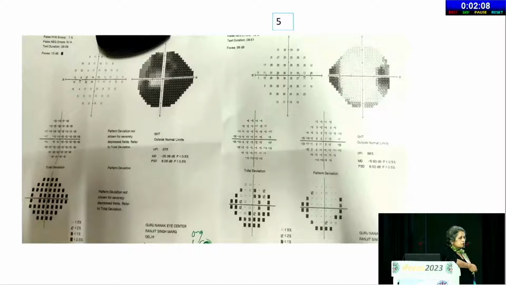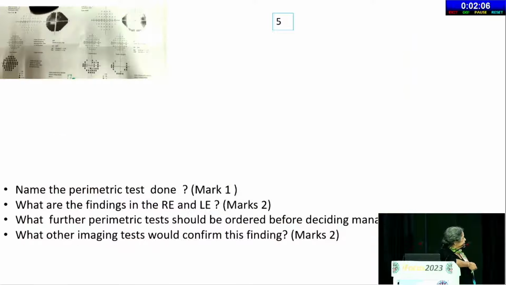This is a field OSCE, visual perimetry. Name the perimetric test done. What are the findings in the right eye and left eye? What further perimetric tests should be ordered before deciding management? So tell me when to stop. Radhika, just tell me when to stop because I thought it would be interactive.